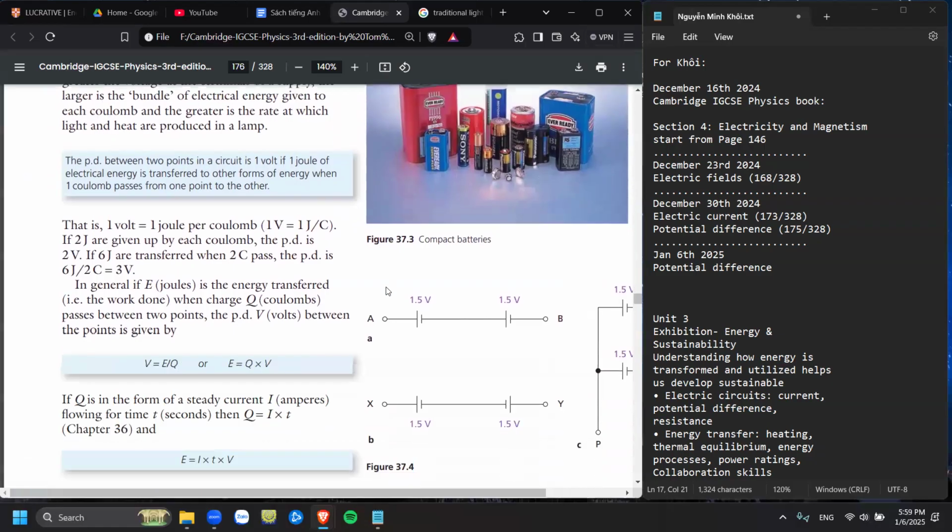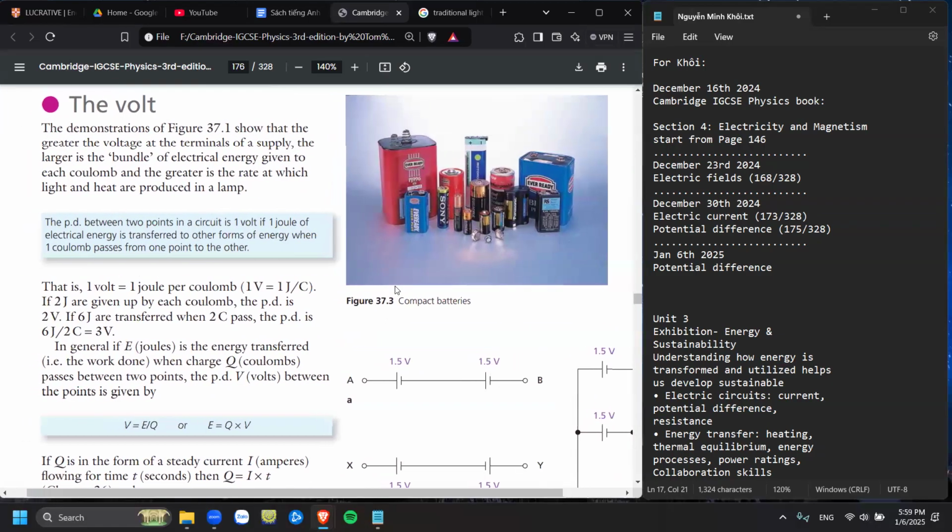Now let's move on to the volt. So you know some batteries are 3 volt, 1.5 volt, some are 6 volt, 9 volt, something like that, you know?